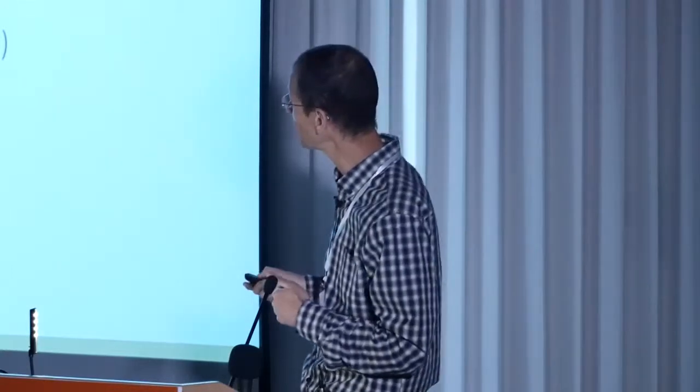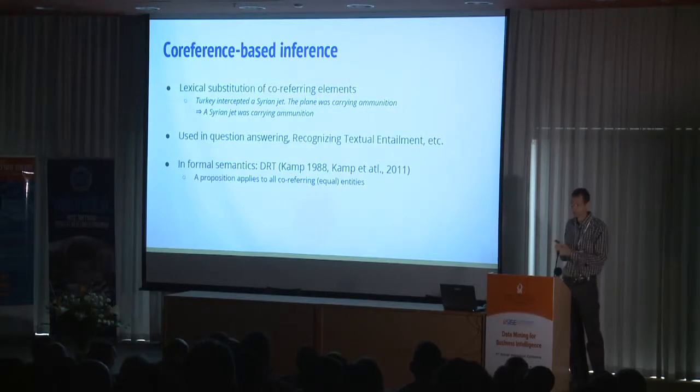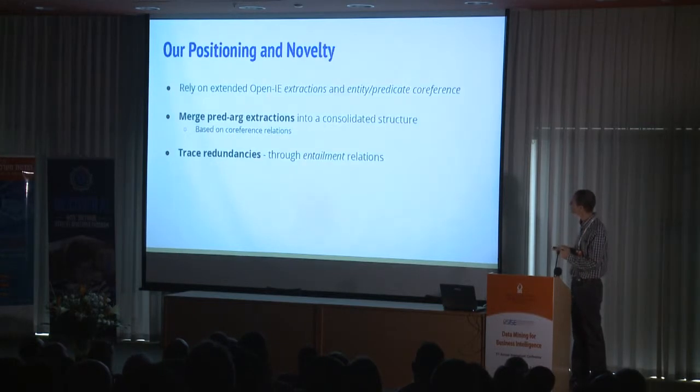And the last thing we know is that when we have such coreferences, something that applies to Betty Ford also applies to the actress, right? Because they refer to the same thing. So we can substitute elements that co-refer with each other. And these are things that are being done separately in text processing.